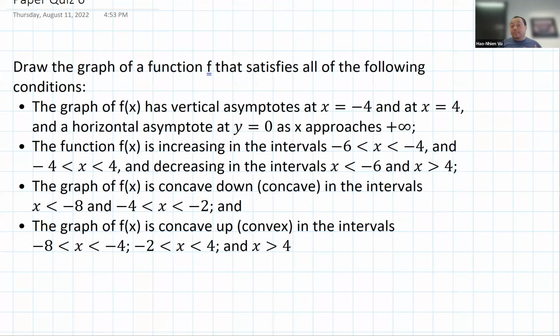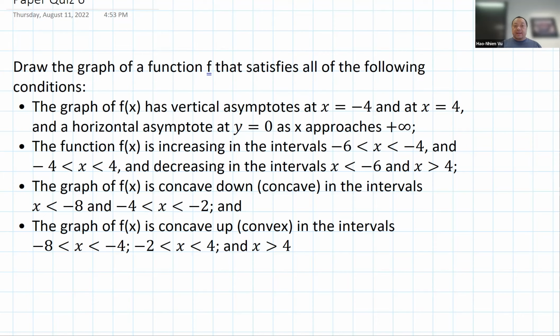Hi, in this video, I'll be solving this quiz problem that I gave in my calculus class. It's to draw the graph of a function that satisfies a whole bunch of conditions, including asymptotes, increasing, decreasing, concave up, concave down. Draw the graph of a function f that satisfies all of the following conditions.